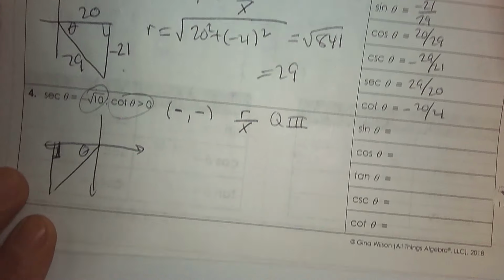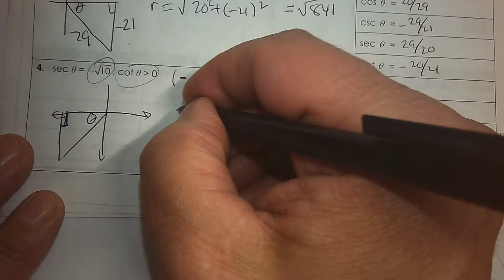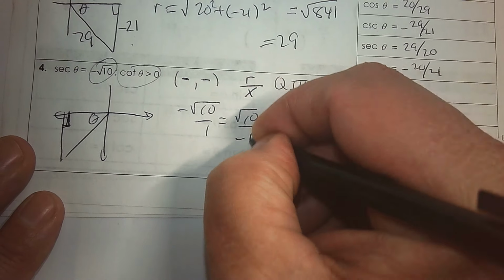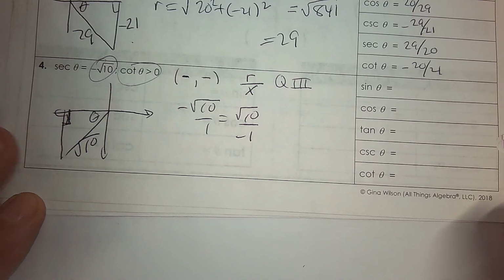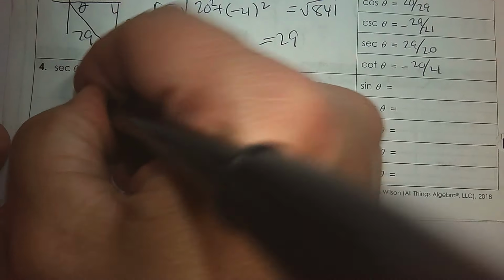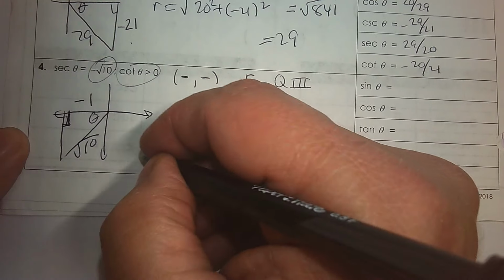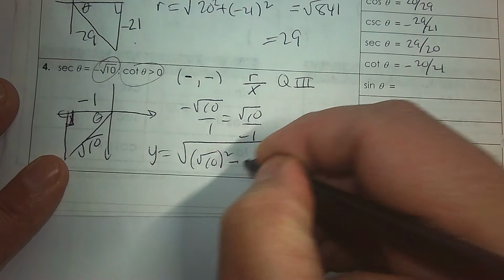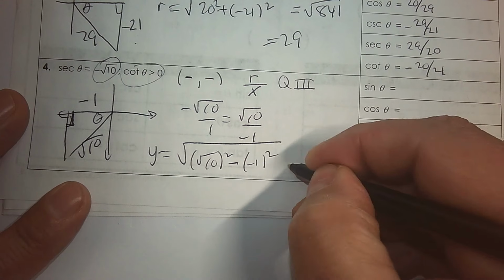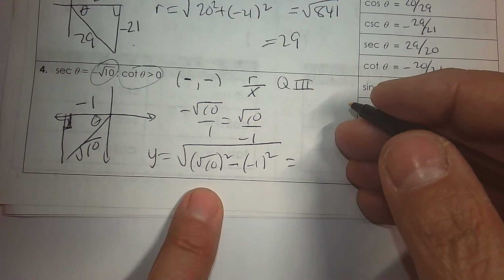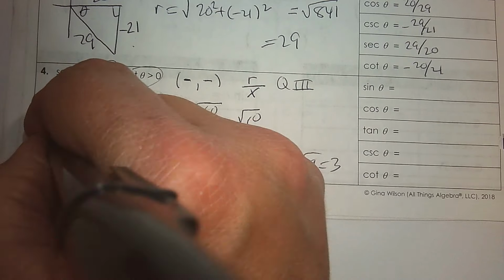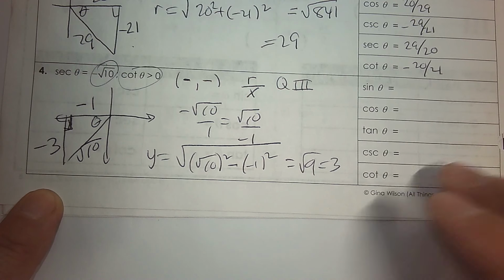So we know the radius. So we have negative root 10 over 1, but that could also be positive root 10 over negative 1. So the radius is always a positive answer. The x-coordinate is negative 1, and then I need to find the y-coordinate. So to find the y-coordinate, it's root 10 squared minus negative 1 squared. That's 10, take away 1. That's the square root of 9, which is 3, and it's also negative because we're in quadrant number 3. So negative, negative.